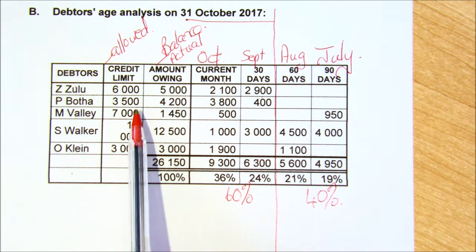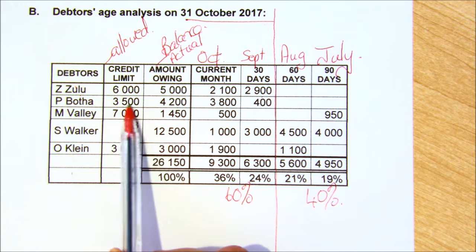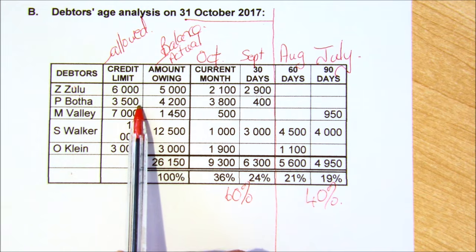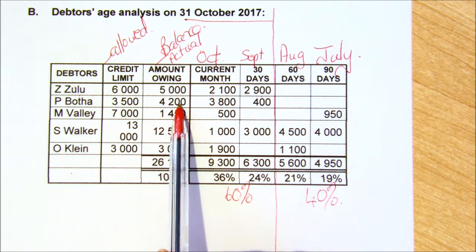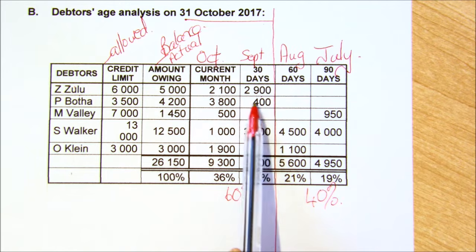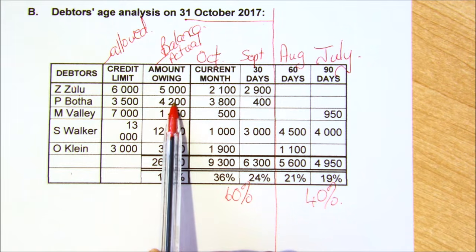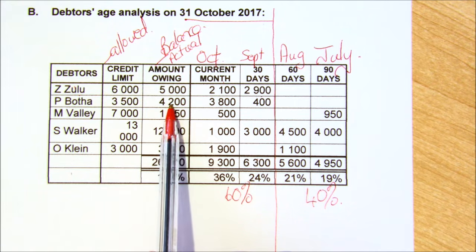the problem here is that he's got a credit limit of 3,500. He should only be buying up to that amount, but he's got a balance of 4,200. Yes, those two amounts are within the credit period, so there's not a problem there. The problem is with this. Now, that would not be his fault, it's the business's fault. The business should not have allowed him to buy beyond this.